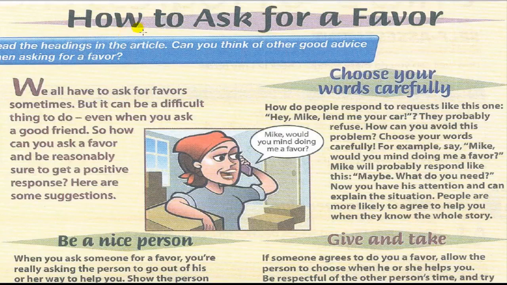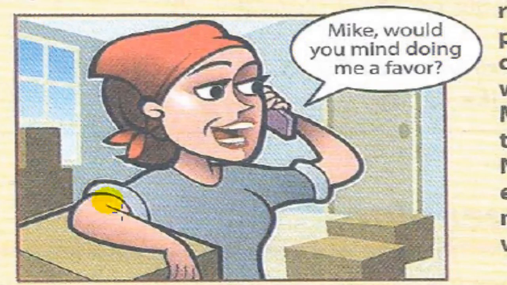Exercise number 12. Reading. How to ask for a favor. Let's read this passage. Look at the picture. What do you see? A young lady. She's talking on the phone, on her cell phone, her mobile. Mike, would you mind doing me a favor? Please, Mr. Mike, do me a favor. Would you mind doing me a favor, Mike? Look here at the picture. Maybe she's moving out to a new apartment. Maybe she would like help from Mr. Mike to help her move to the new apartment.